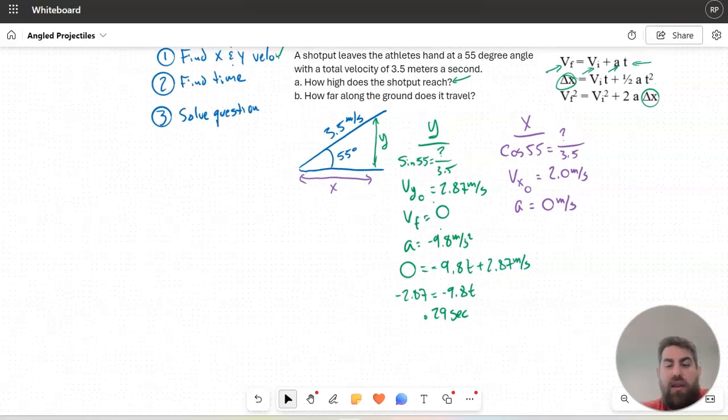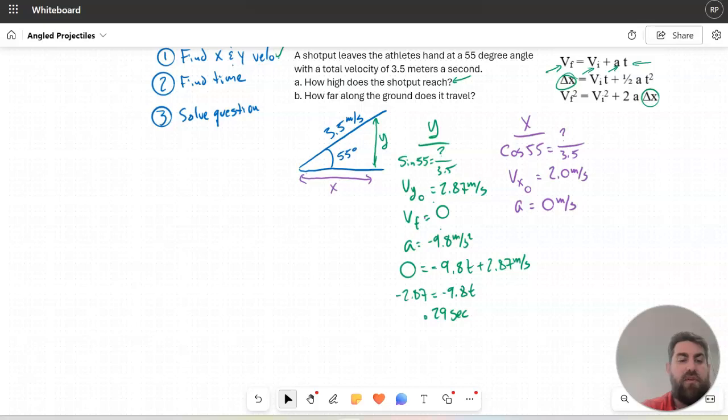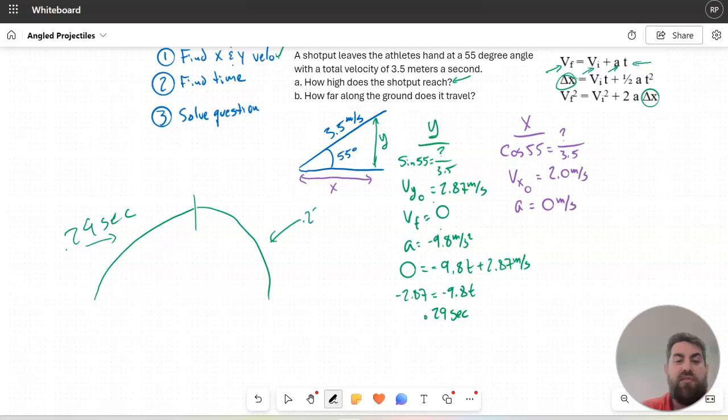Okay? Now, read these questions carefully. If a question asks you how long is it in the air, it'd be 0.6 seconds, right? 0.29 times 2, I'm sorry, because it's got to go up and down. But we've looked at this projectile. It's going to go up, stop, and come back down. We figured this is 0.29 seconds, so that means the other half of the arc has to be 0.29 seconds.